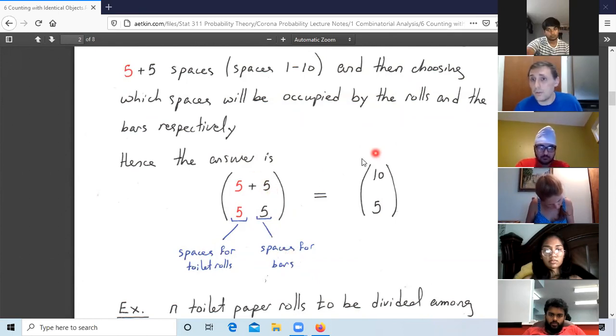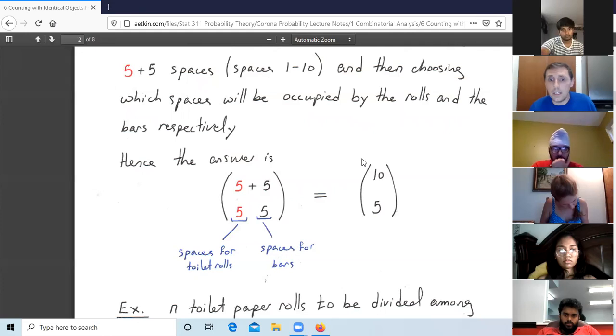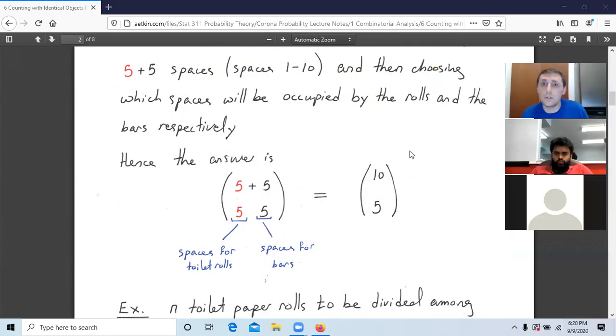Another simple way of answering this is simply 10 choose 5. 10 spaces choose 5, to mean either the 5 spaces that I choose for the toilet paper or the 5 spaces I choose for the bars. Do you understand my explanation, guys? If you do, please type yes. Or if not, I'm happy to explain again.